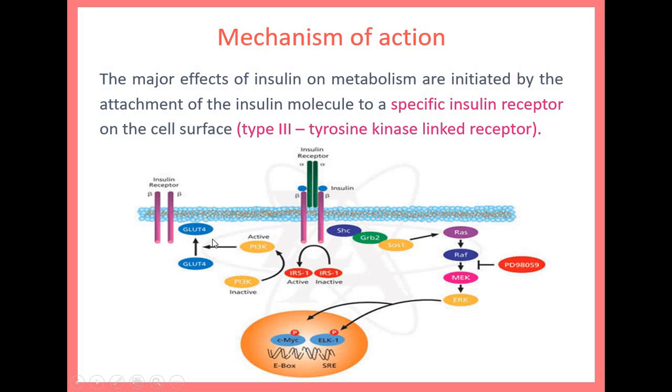Apart from glucose homeostasis, there are various other effects also that are produced by the RAS, RAF, MAP kinase pathways, which lead to gene transcription, and that leads to a variety of physiological effects which we are going to discuss in the next slides.